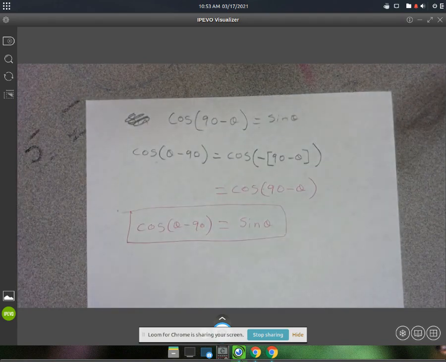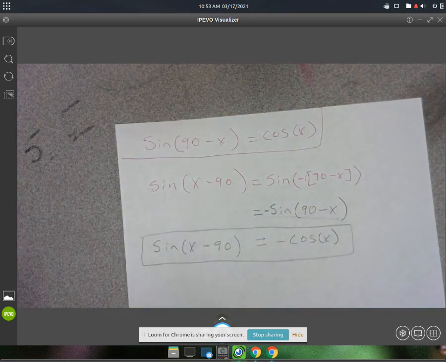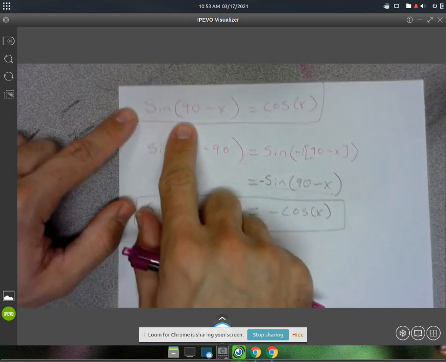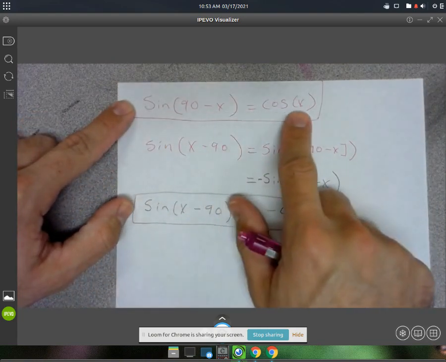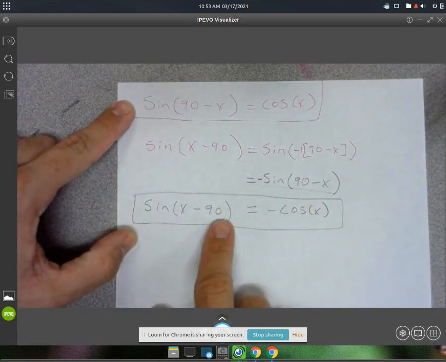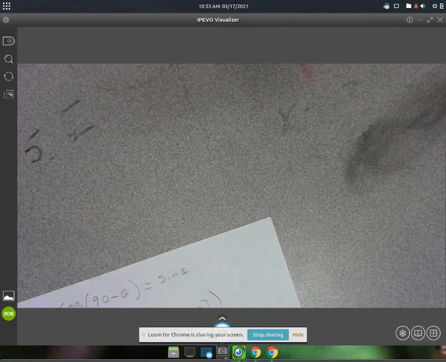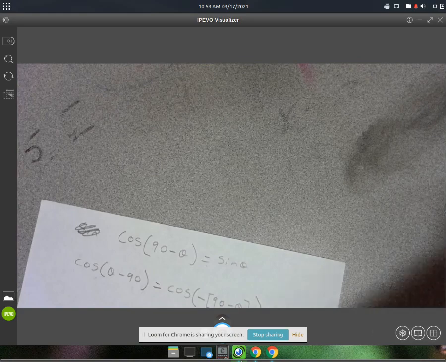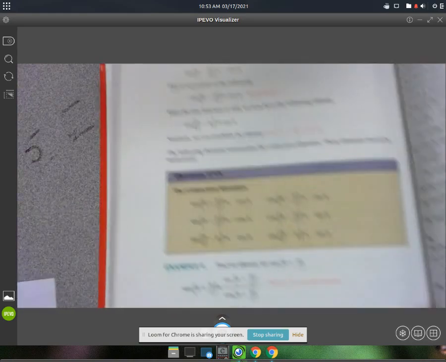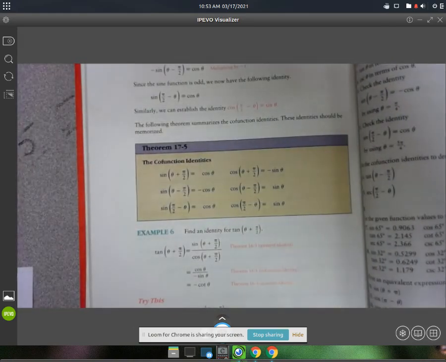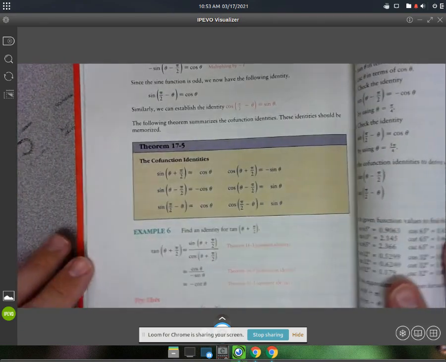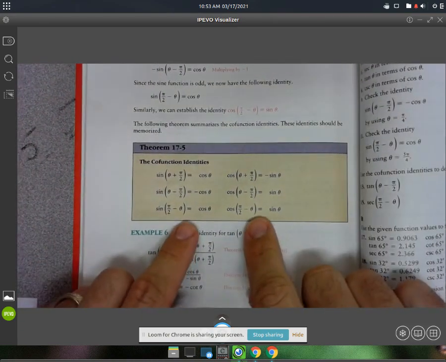But with sine, it did not work that way. Sine, it was the opposite actually. For sine, if you did sine of 90 minus theta, you got cosine. But if you rearranged it, you actually get negative cosine. All right. Again, we're going to look at these graphically later. I think I've got 2 of them left. Yeah, I've got 2 of them left here.